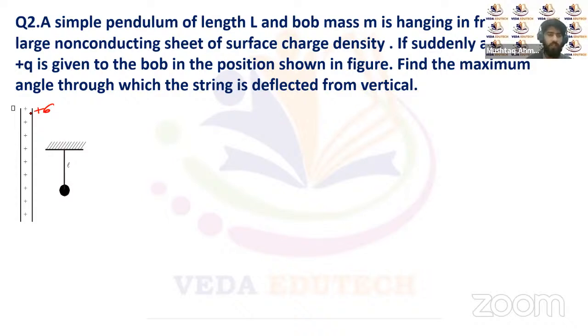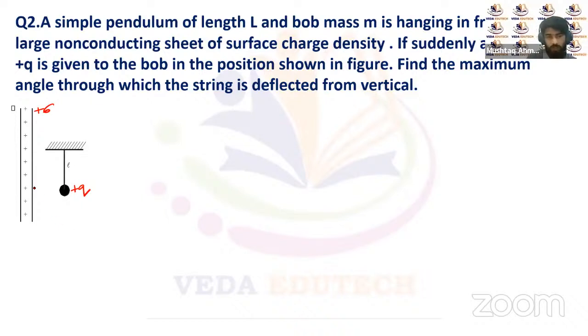If suddenly a charge plus q is given to the bob, of the pendulum of length L in the position shown in the figure, find the maximum angle through which the string is deflected from vertical. So we have to find the maximum angle through which it will be deflected with respect to the vertical position of this bob. Now, why will it deflect?